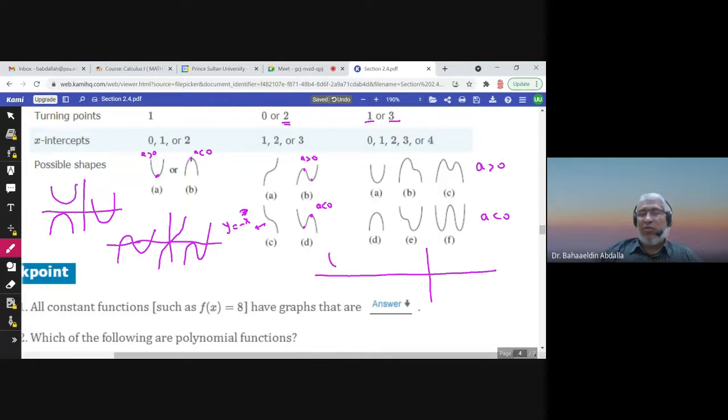So this, for example, 0, okay, turning points could be 1 like this, could be 2 like this, could be 3, for example, 1, 2, 3 turning points, could be 4 like this, 1, 2, 3, 4, okay. So it depends, any number of x-intercepts up to 4.